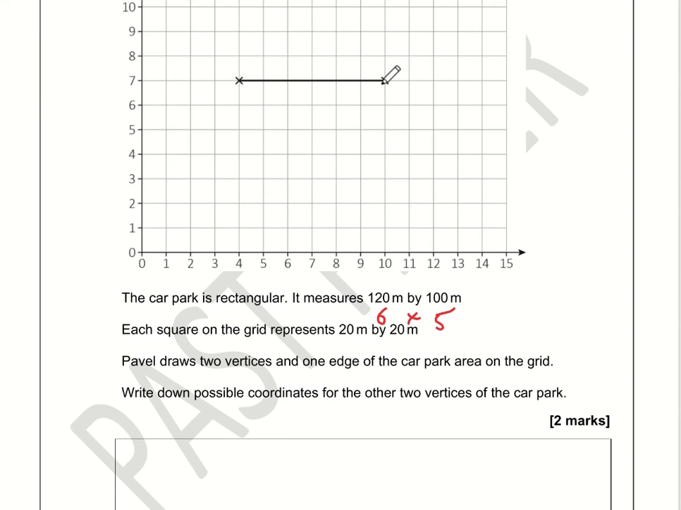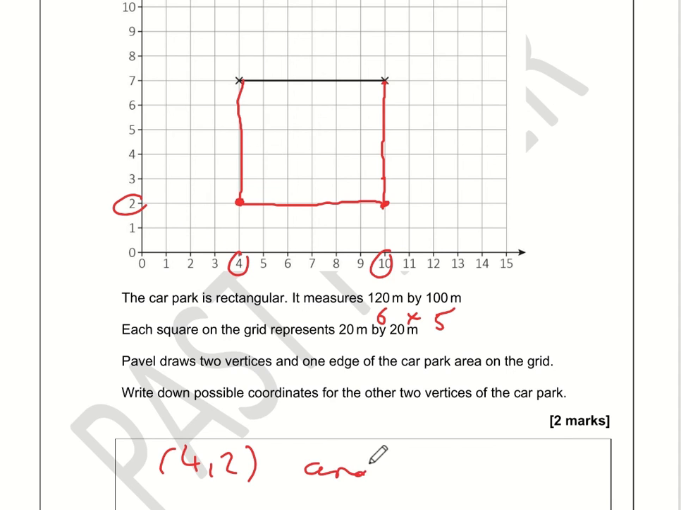So this is the 6 centimetre side, so I need to do a 5 centimetre side, so I can either go up or down. I will go down. 1, 2, 3, 4, 5. There we go. And the possible coordinates for the other 2 vertices, that is the corners, that is going across to 4 and up to 2. So that is 4, 2, and going across to 10, 2. Okay, as I say, there was another option which was if you extend the lines up 5, you would have probably got 4, 12 and 10, 12. They'll also be perfectly acceptable.